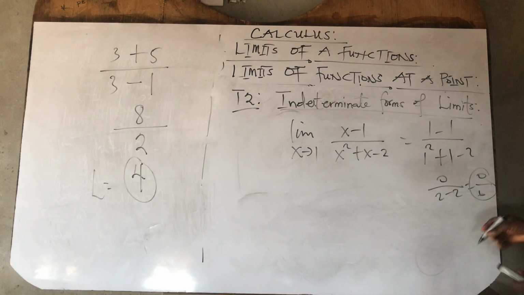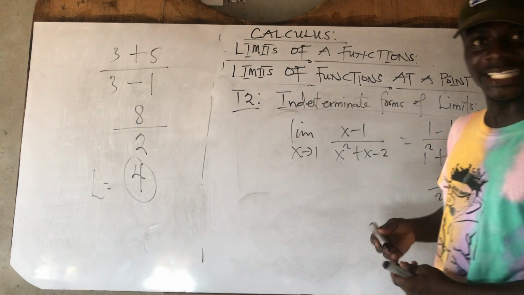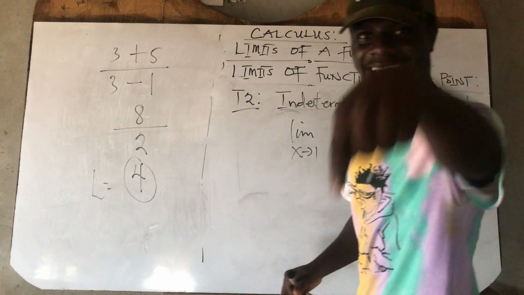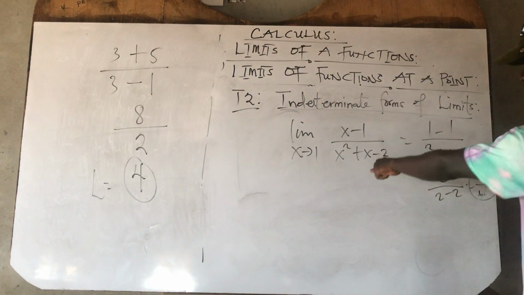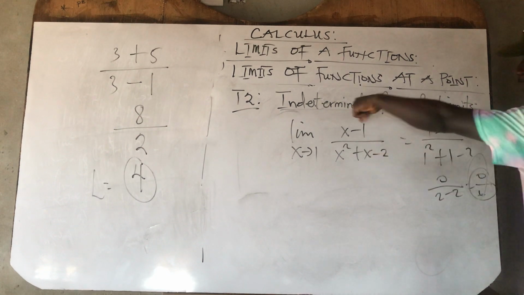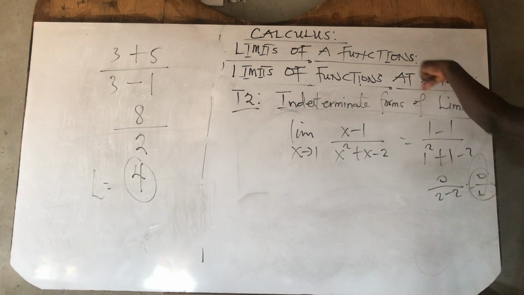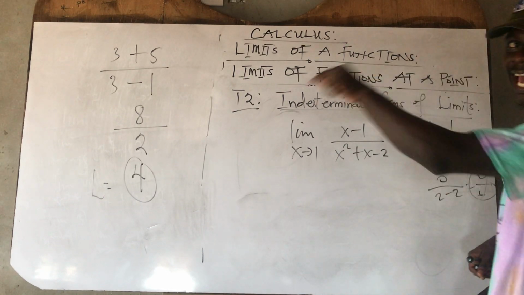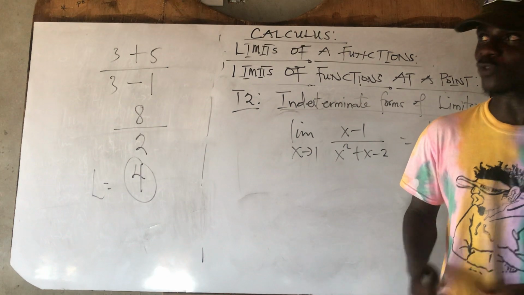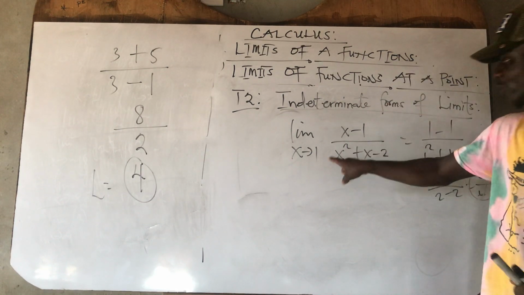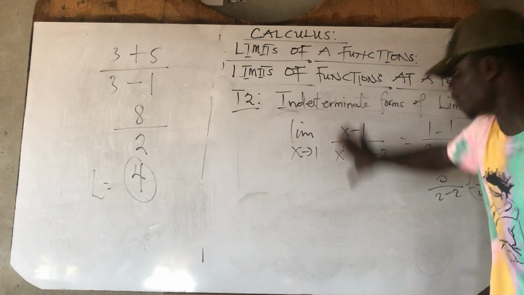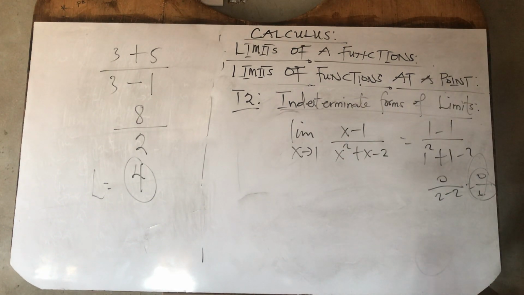So this one is indeterminate. You cannot find the limit by doing direct substitution, but rather you can find the limit by doing further simplification. So you do the simplification before you plug in the x value. Do you understand that? Then you plug in the x value, that is, x approaches 1. So you have to simplify the function before you plug in the x value.